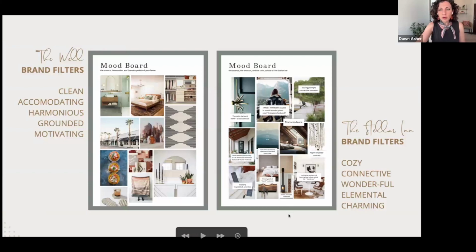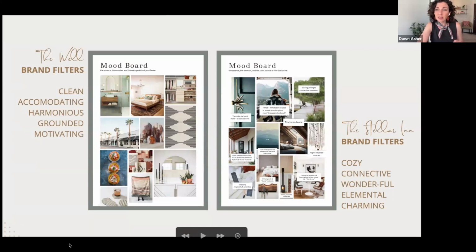Here are a couple mood board examples of a couple of the properties. The Palm Springs property that Betsy was talking about in the beginning, that's called The Well at Palm Springs, and that's a midterm rental. Here was our initial mood board that we did, but this is a part of a 6 or 7 page brand blueprint that we create for every client. The brand filters are clean, accommodating, harmonious, grounding, and motivating.